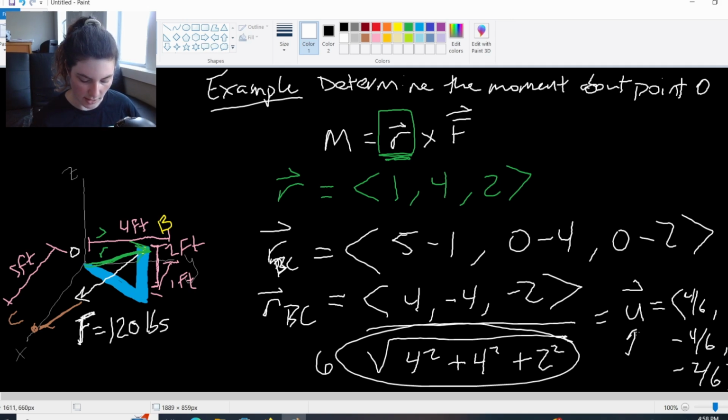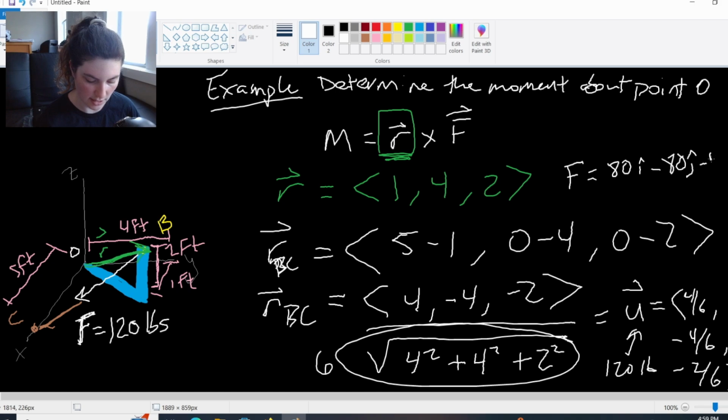So I multiply this by 120 pounds, and that's going to give me the force vector that we're going to use. So my force vector, 120 times 4/6 gives me 80 i hat, 120 times -4/6 gives me -80 j hat, and then 120 times -2/6 is -40 k hat. Right, so now I have my two vectors. All I need to do is plug them into my matrix and do my cross product.